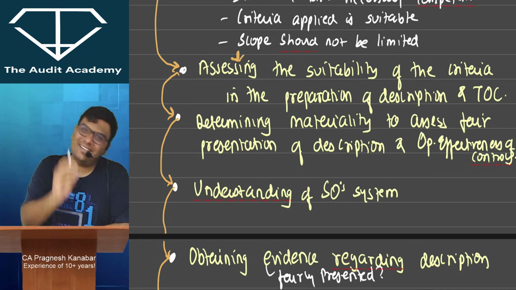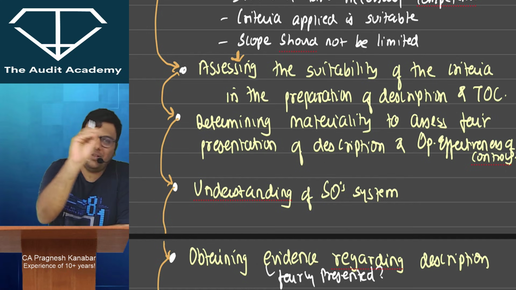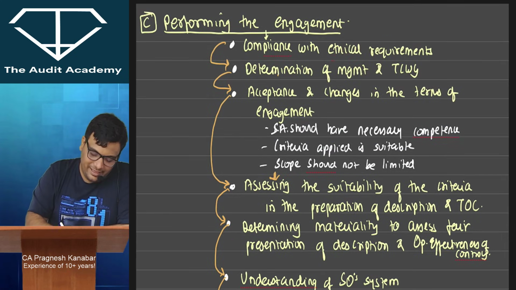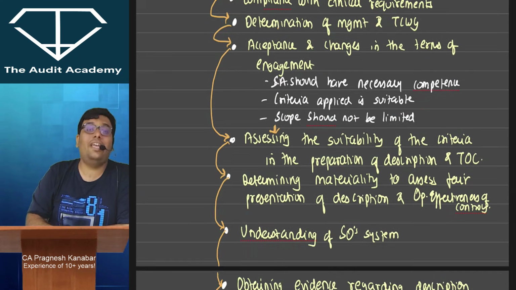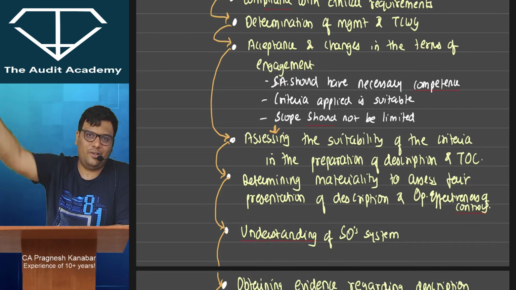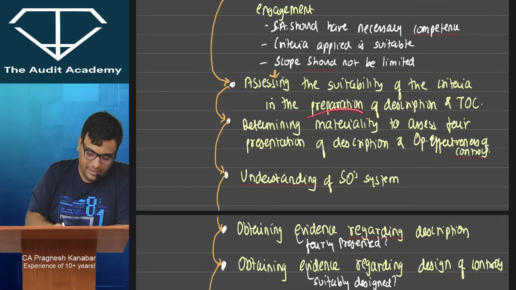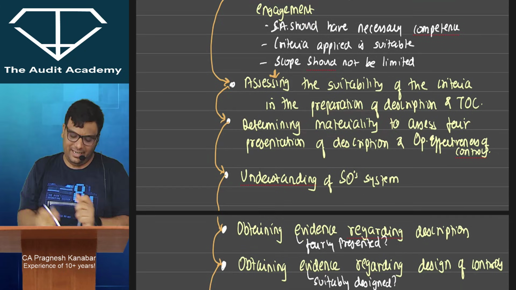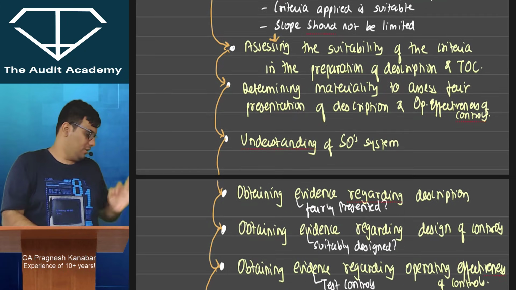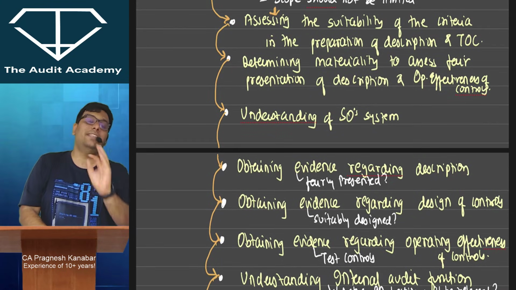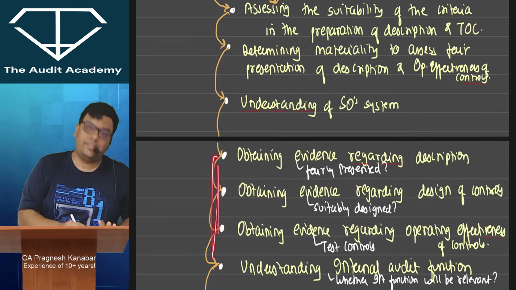Then it is just like the standards, except that you have to talk about the service organization system. Look: ethical requirements, management, TCWG, terms of engagement. Then over here, instead of AFRF, because there we audit financial statements, here they are using the word criteria. Then determining materiality, then understanding the whole system, but which system? The service organization system. Tell me, at least you can remember these 3 points easily.